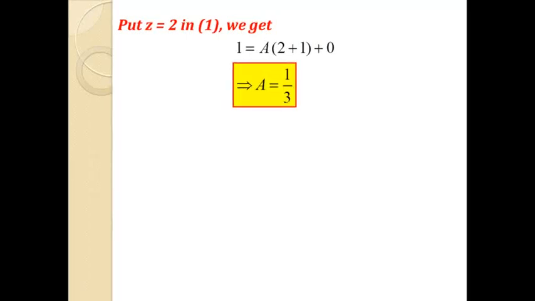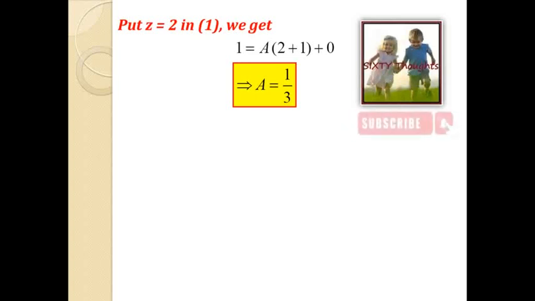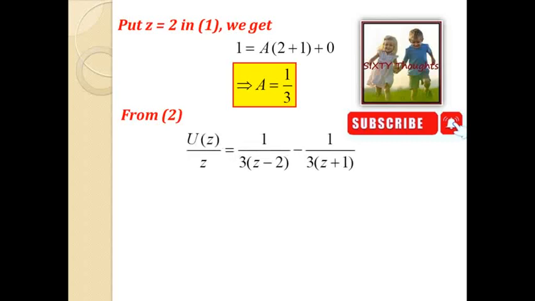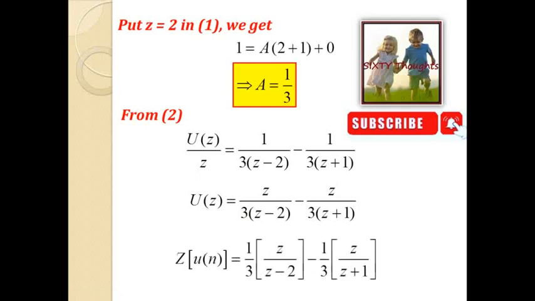So substitute A value and B value in equation 2. We get the solution of our given difference equation. So from 2 we can write U of z by z equal to 1 by 3 into 1 by z minus 2, plus B value is minus 1 by 3, so we get minus 1 by 3 into 1 by z plus 1. So next step, we multiply again this z to the right hand side. We get U of z equal to z by 3 into z minus 2, minus z by 3 into z plus 1. We know that U of z is nothing but Z of u(n). So Z of u(n) equals the right hand side value.